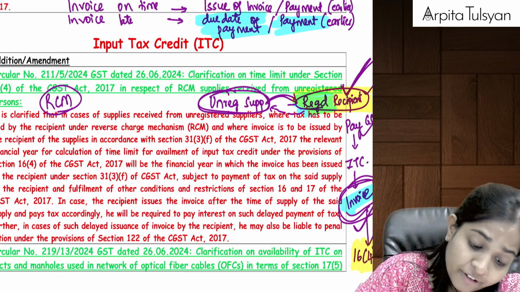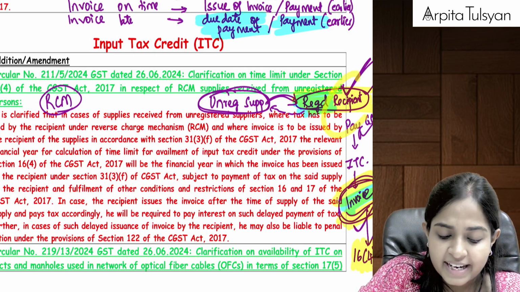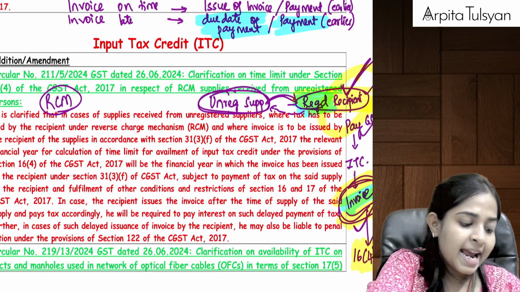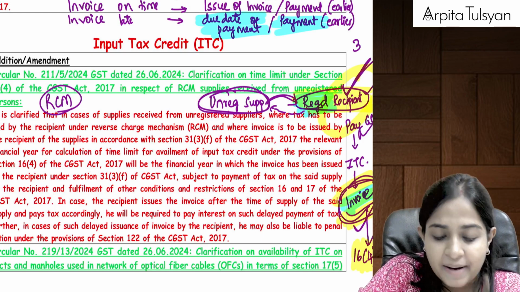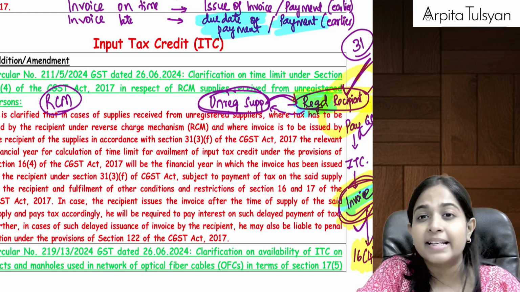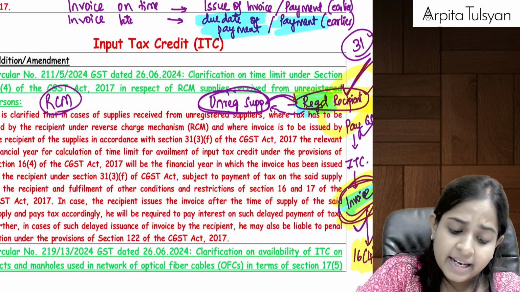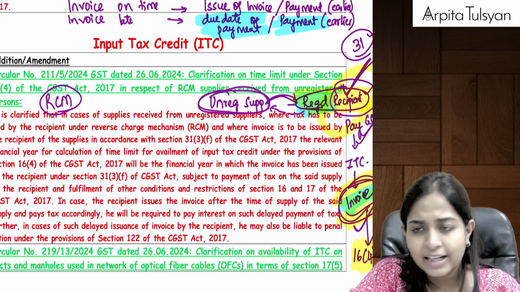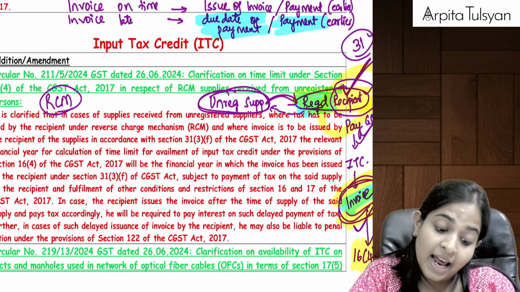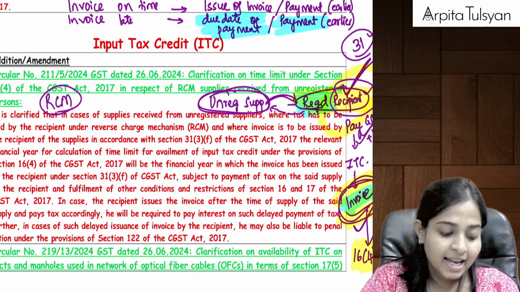Achha, what if this person issues the invoice late? What if the recipient issues the invoice late? If this is the case of RCM, and we have already studied in the time of supply chapter, as per section number 31, there is a time limit for issuing the invoice. What if the invoice is issued late? Then in that case, this recipient will be liable to pay the tax. Still, it will be liable to pay the tax, plus it will have to pay the interest also on that late payment of tax. Are you understanding?